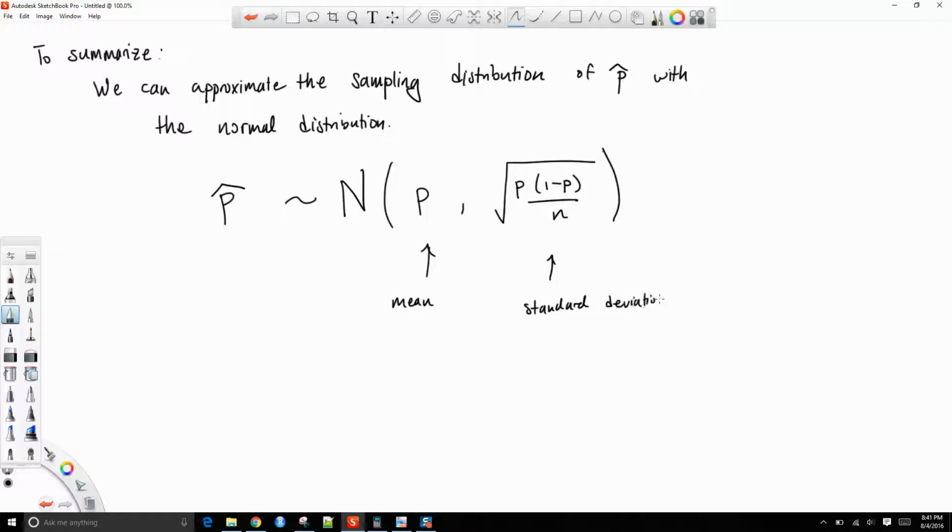Okay. Now, when it's the standard deviation of a sampling distribution, it gets a special name. The standard deviation is called the standard error.